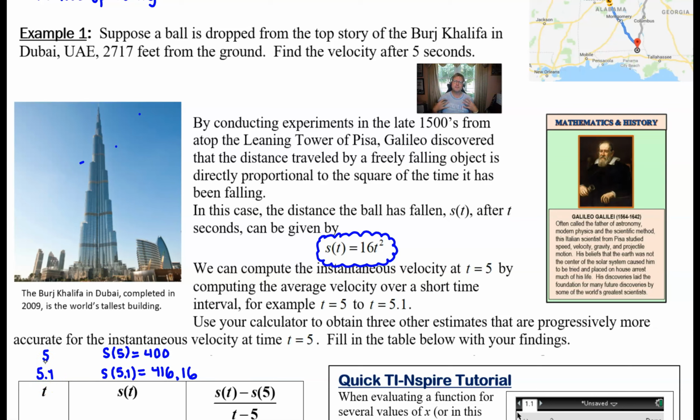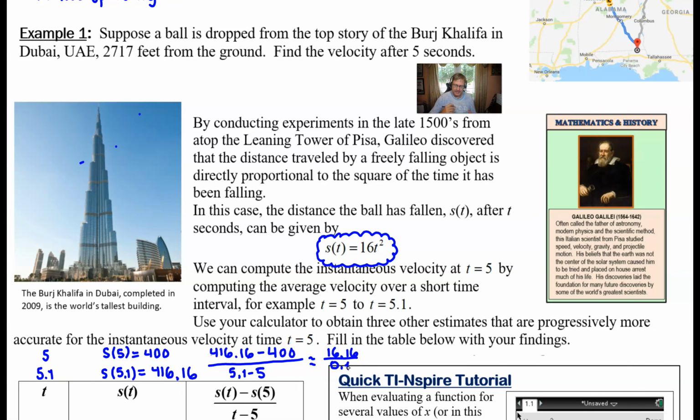Now, the average velocity is just simply going to be the change in position over the change in time. And so I can take these two things and subtract my S of 5.1, which is 416.16, minus the original distance 400, and I can put that over the difference of times, 5.1 minus 5. And if I do that, I'm going to get an answer of, well, let's see, can we do this without a calculator? We're going to try here. It's going to be 16.16 on top, and the denominator is 0.1.